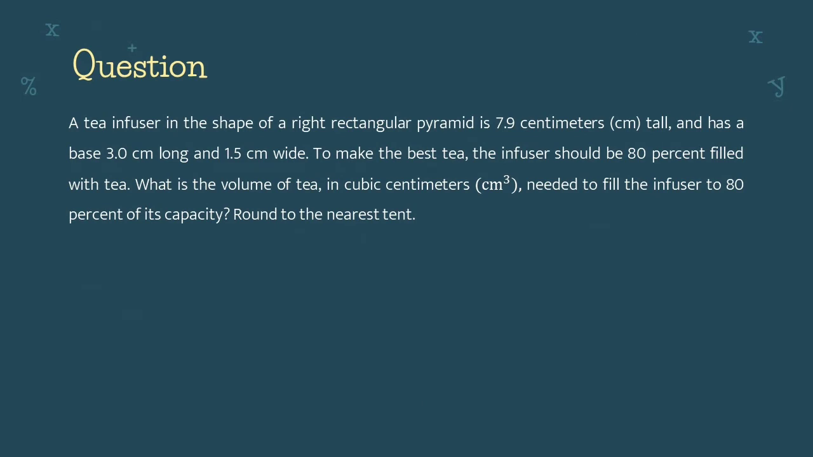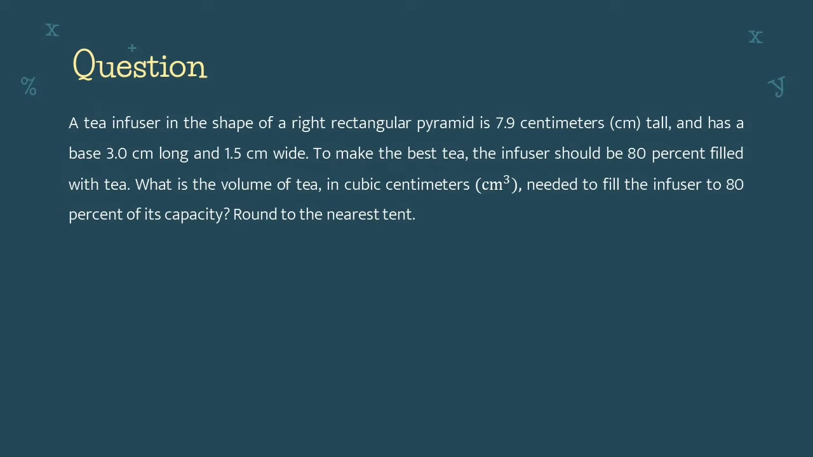This is the problem that we'll solve. Let's see. A tea infuser in the shape of a right rectangular pyramid is 7.9 cm tall and has a base 3 cm long and 1.5 cm wide. To make the tea, the infuser should be 80% filled with tea. What is the volume of tea in cubic centimeters needed to fill the infuser to 80% of its capacity? Round to the nearest tenth.